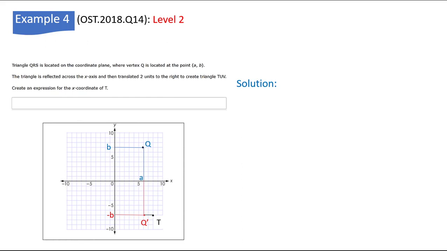So what is the x-coordinate of T? It's right here. And this one happens to be A plus 2. And that's the expression they want you to write. Okay?